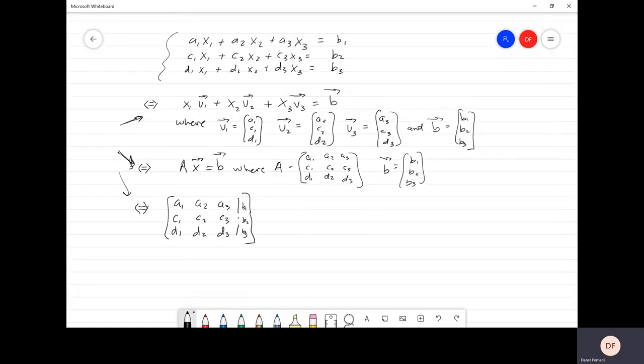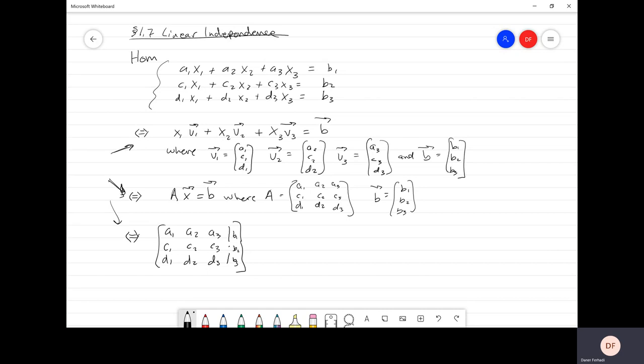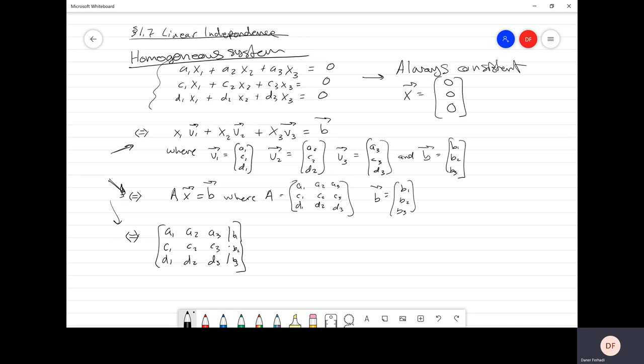Right, so now I want to define what a homogeneous system is. A homogeneous system of linear equations is a set of equations which all equal zero. Now notice something, that a homogeneous system is always consistent, because I can always say x equals 0, 0, 0. So x1 equals 0, x2 equals 0, and x3 equals 0. If I plug this in for all three of these equations, both sides will be zero for all three of them.